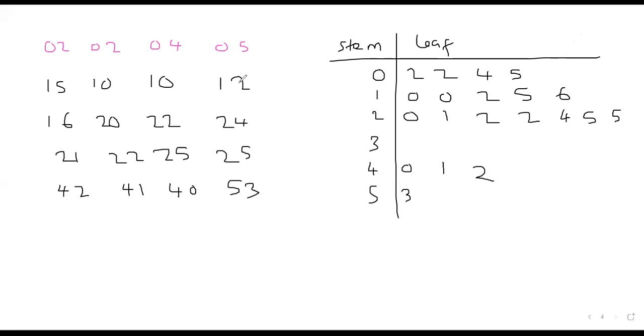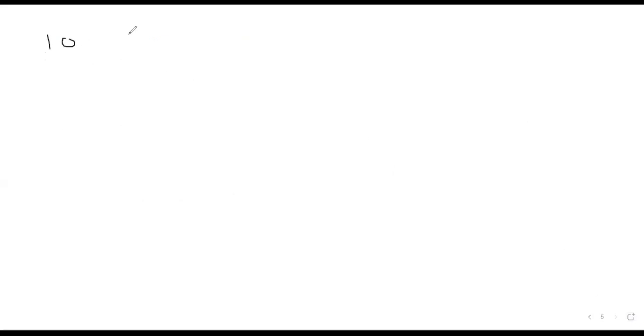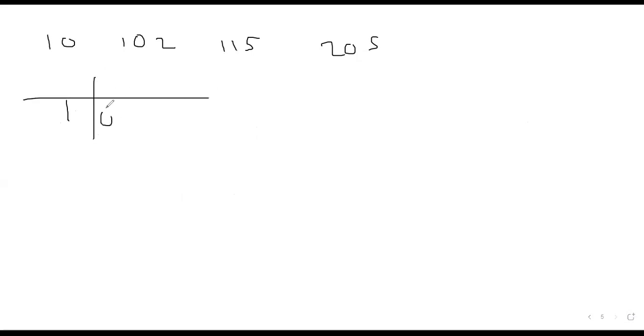Stem and leaf is just a summary of the figures that you have in ascending order. You're given data here with the smallest number, which is 0, 2, and the highest number is 53. So you look for the hub, which is the stem, the numbers that you're starting with. If you have numbers like 102, 115, 205, the last number is a leaf. For this number, the stem is 10 and the leaf is 2.